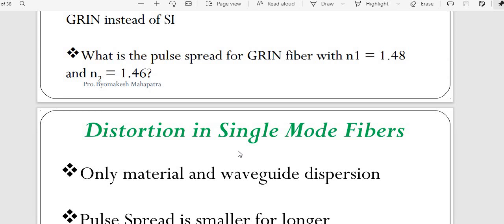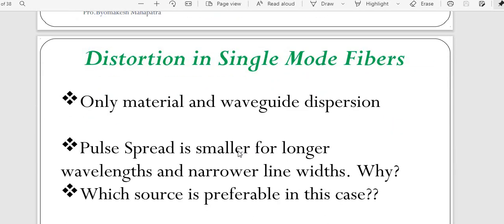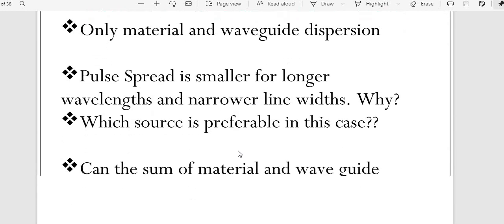So now distortion in single mode fiber. This is what? Gradient index and step index. Now we are going for single mode. So for single mode fibers as well, only material and waveguide dispersion is occurring, because pulse spread is smaller for long wavelengths and narrow line width wavelength, because of the given preferable cases.